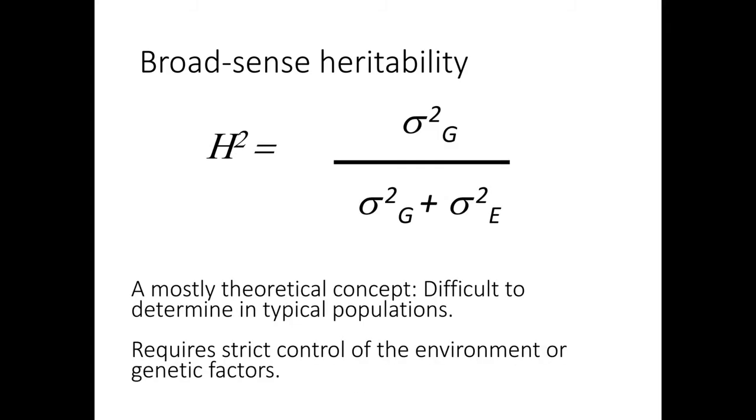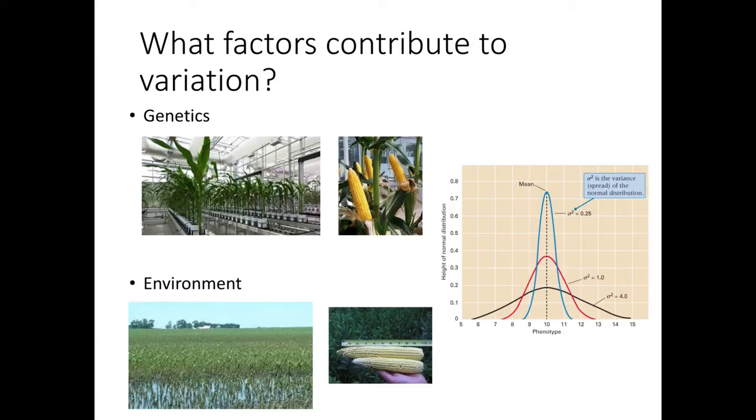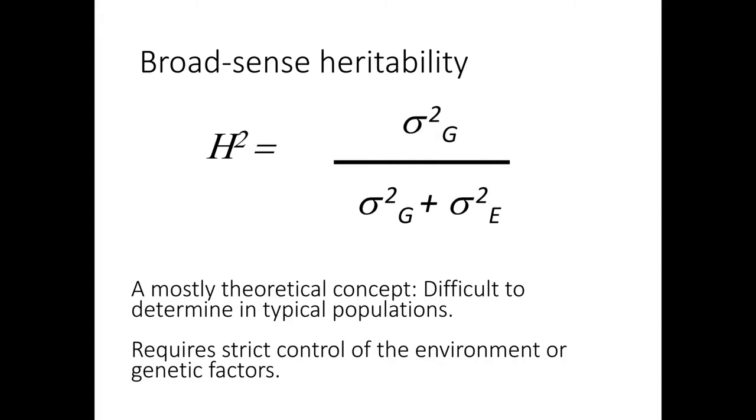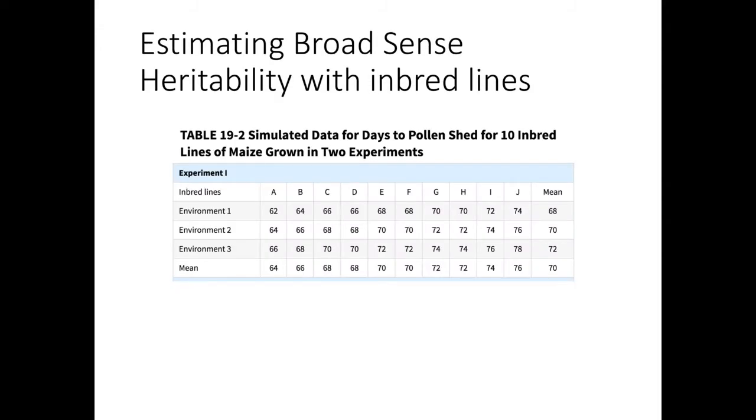Okay, so this seems kind of strange because it seems very theoretical, and to be honest with you, it is fairly theoretical, and it's difficult to determine in populations, right? And the reason is because it requires strict control of the environment or genetic factors, right? So it's easy to do experiments like this, going back with corn, where you can control the environment or you can control the genetics. It's harder to do in, for example, human populations, but it can be done.